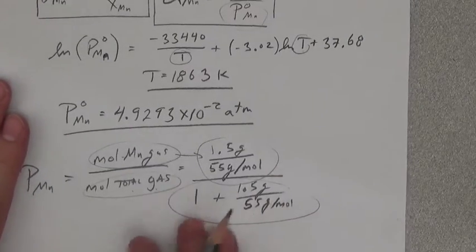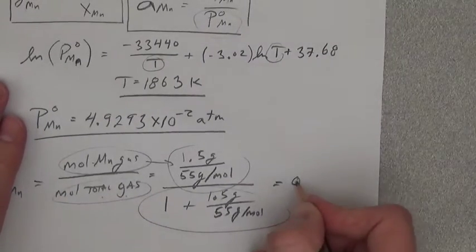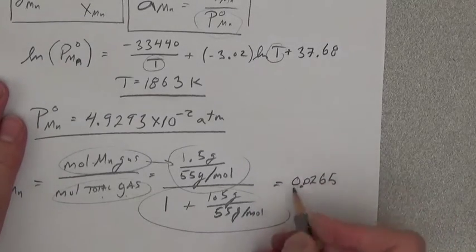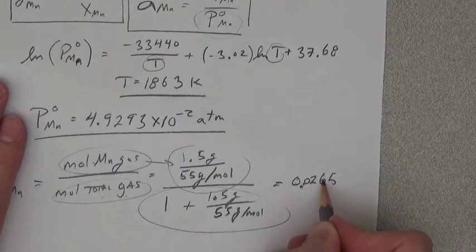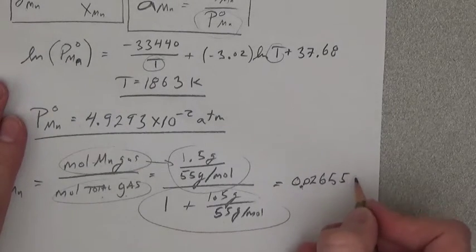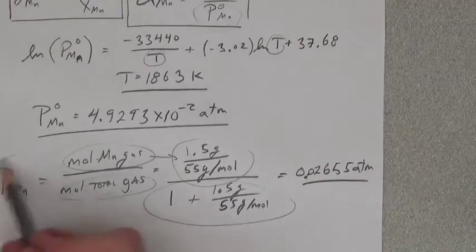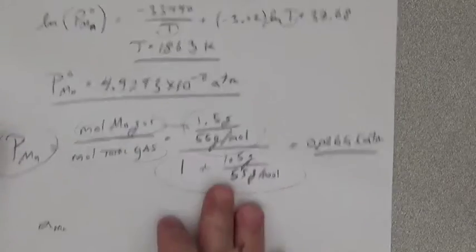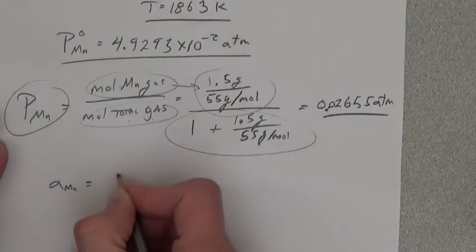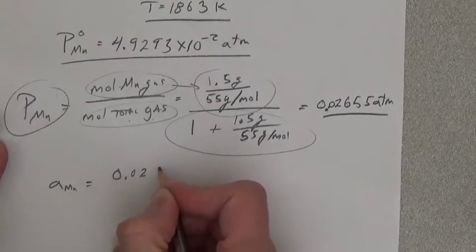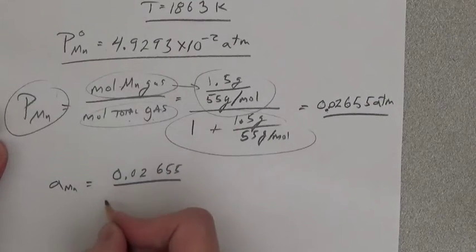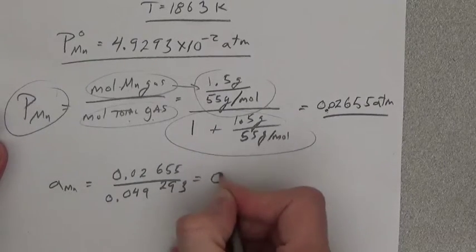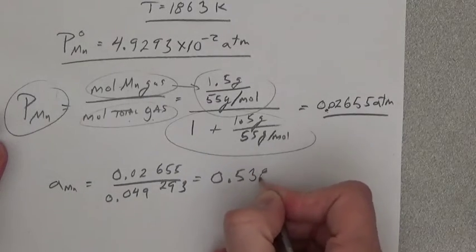That gives us 0.02655 ATM, which now means that the activity of manganese in solution is equal to 0.02655 divided by 0.049293, which is equal to 0.5386.